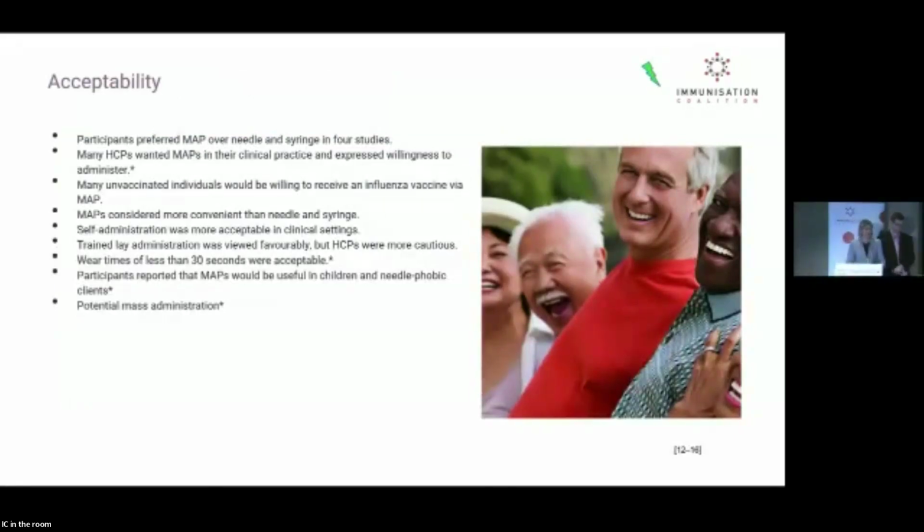So in terms of acceptability across all of the studies that have been conducted thus far, participants preferred microarray patch over needle and syringe in 4 studies. Many healthcare professionals wanted microarray patches in their clinical practice and expressed willingness to administer. All the points with an asterisk are from studies that we have led. Many unvaccinated individuals would be willing to receive an influenza vaccine via microarray patch. Microarray patches were considered more convenient than a needle and syringe, and that's by both healthcare professionals and lay people, patients. Self-administration was more acceptable in clinical settings.